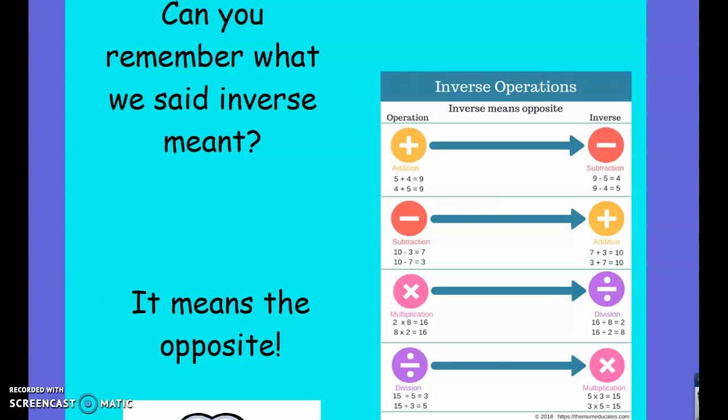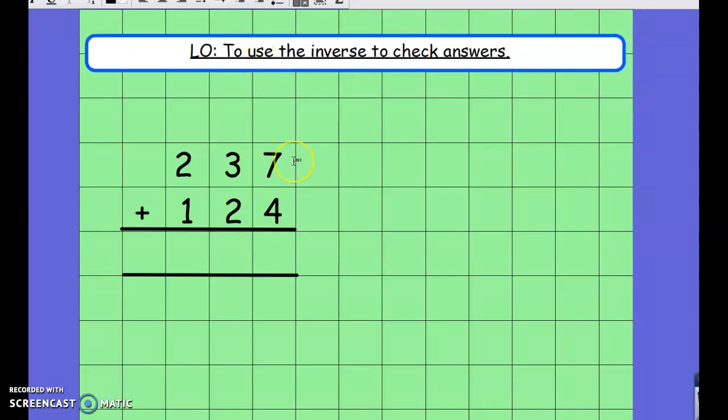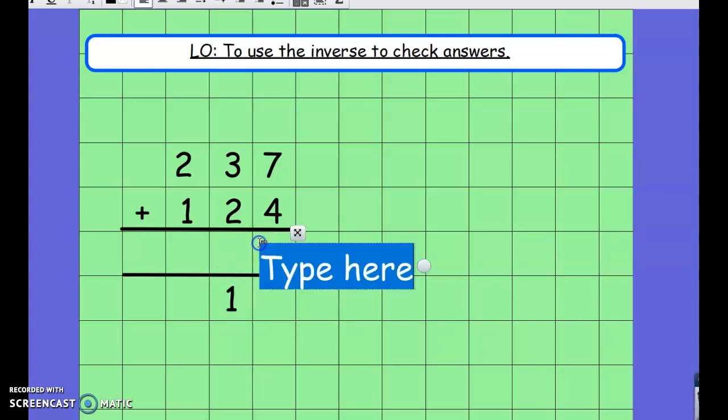Okay, so today you are going to have some questions and they might be addition or they might be subtraction. And the first thing you are going to do is work out your answer. So exactly as we've practiced over the last couple of weeks. So this is our starting question, so we're going to do our 7 units, add 4 units, which is 11. So I'm going to pop that here.